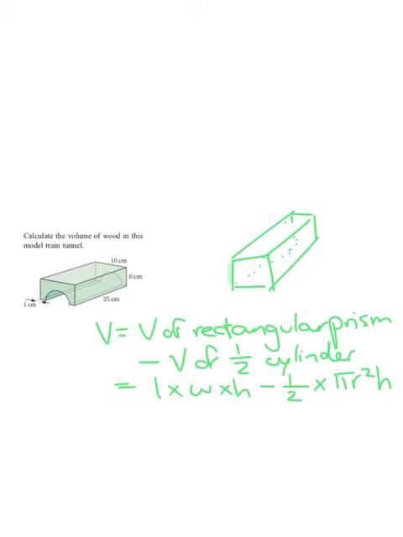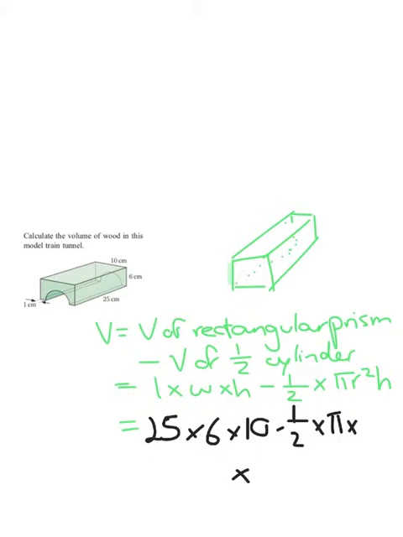So that's going to be the formula for the rectangular prism, length times width times height. Take away half of the formula for the volume of a cylinder. Volume of the cylinder is pi r squared h. Half of that is going to be half of pi r squared h. So we're going to get that. Now we can just put in our values that we've got there.